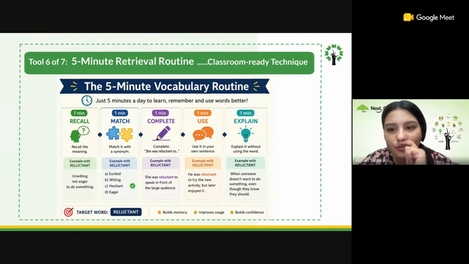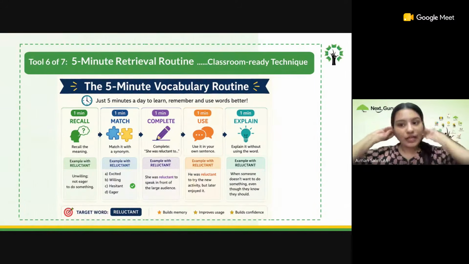Hi, Jaya. Would you want to say something? You're raising your hand. Okay. Meanwhile, I hope you have taken a screenshot.